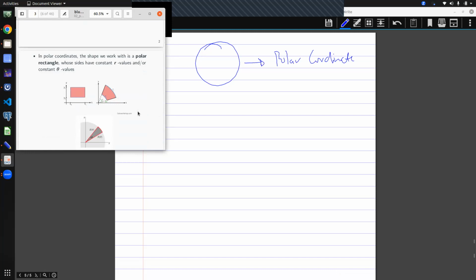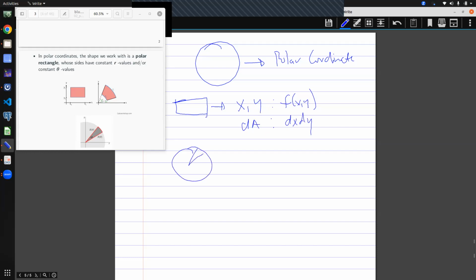With the rectangular domain, our variables of interest were x and y. That means we have a function of x and y, and our domain was dx dy. Now, in a circular domain, as if we are taking a piece of a circle like a pie or a pizza, the variables of interest are r and theta. It means our function is f of r and theta. The interesting thing is that our domain of integration becomes r dr d theta.